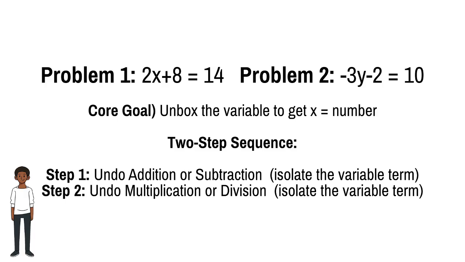Think of the variable like a wrapped gift. First, you peel off the outer layer by undoing addition or subtraction. Second, you unwrap the inner layer by undoing multiplication or division. Let's walk through both examples step by step.